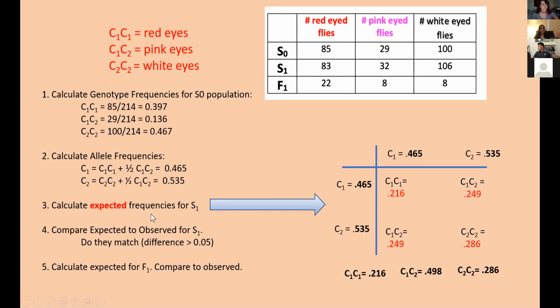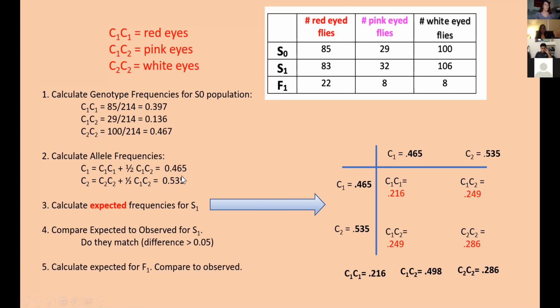All right, now that we have these allele frequencies, we can move on to step 3, which is calculating the expected genotype frequencies for S1. So we have that big tank, and then we get the original numbers. We come back a few weeks later, and then we see what do we expect to have happened? Under Hardy-Weinberg equilibrium, which has a certain set of rules and expectations, what do we think the fly population is going to look like?